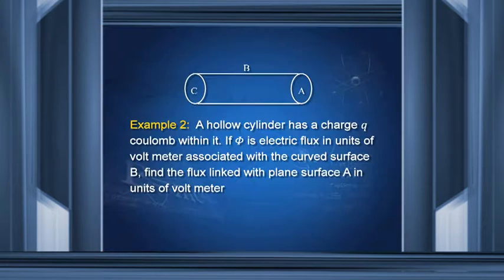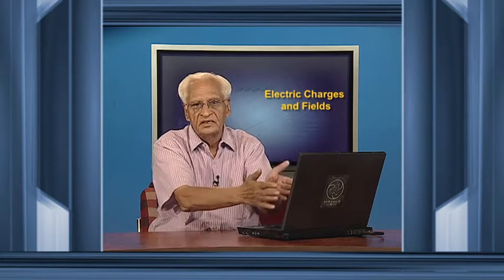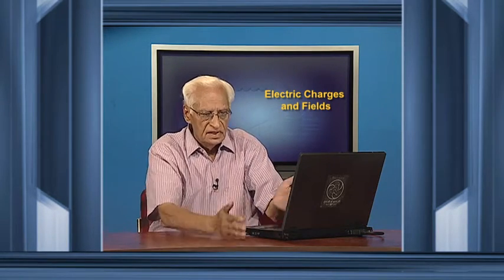Let us take another example. A hollow cylinder has a charge q Coulomb within it. If phi is the electric flux in units of volt meter associated with the curved surface B, find the flux linked with the plane surface A, not both of them, but A. But you remember, whatever flux is linked to C must also be linked to A. They must have equal amount. And what is that flux?